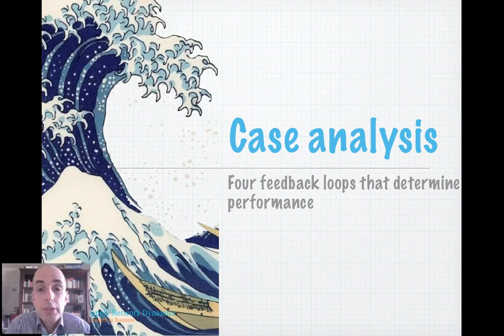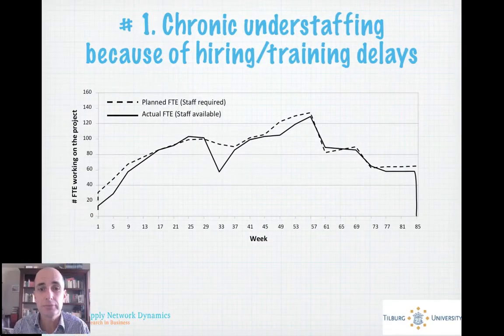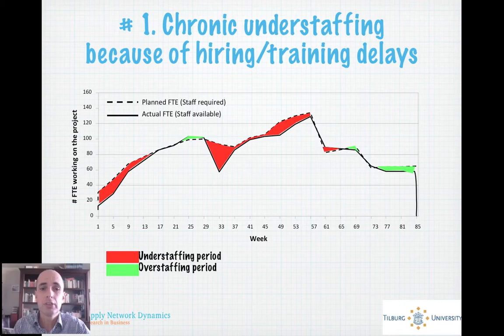Supply Network Dynamics, Chapter 7, Part 6, the case analysis. We now take a step back from what actually happened and look at some feedback loops that actually drove performance. What actually did happen? Well, one of the first things that you can see looking back is that this project was chronically understaffed. There were 3 distinct periods in this, well, perhaps 4.